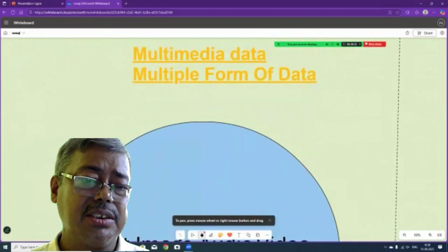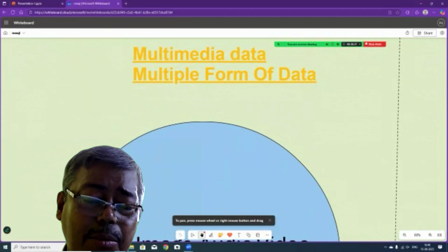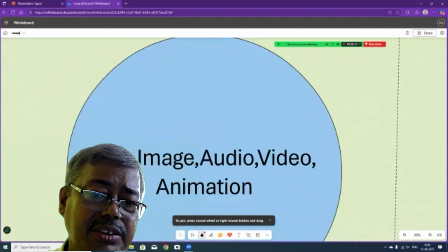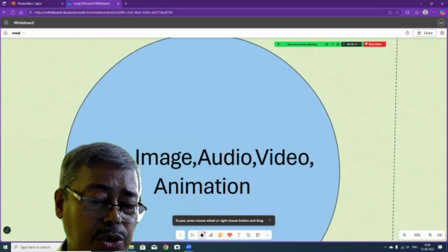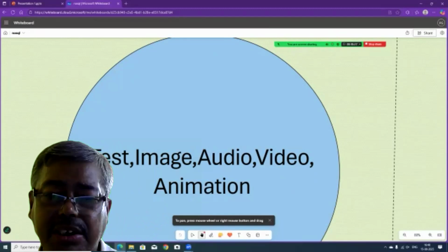Another type is multimedia data. Multimedia data is of above type of data, a mass volume of data, and supports text, image, audio, video file, animation. This type of data is there.